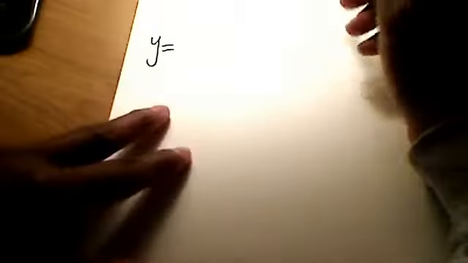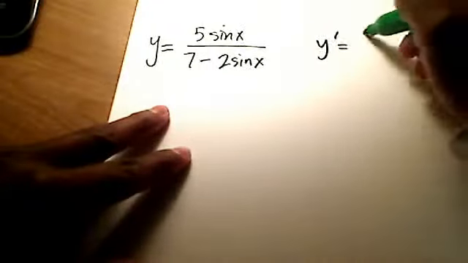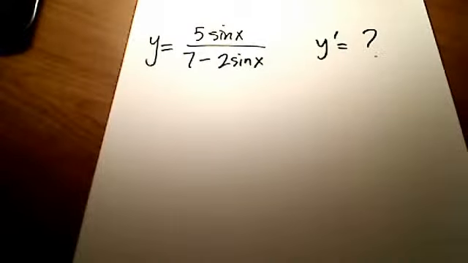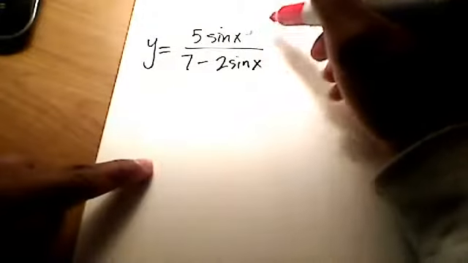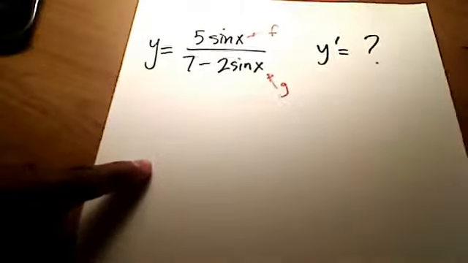If the book tells us that y is equal to 5 sine x over 7 minus 2 sine x, and we want to know the first derivative of that. Well, again, this is a quotient rule problem, and so we'll call our entire numerator f, and we'll call our entire denominator g.